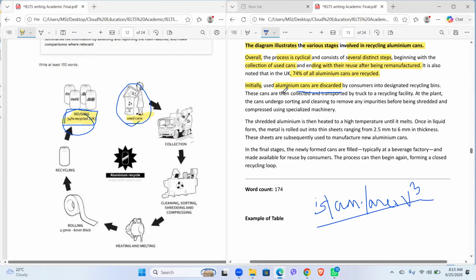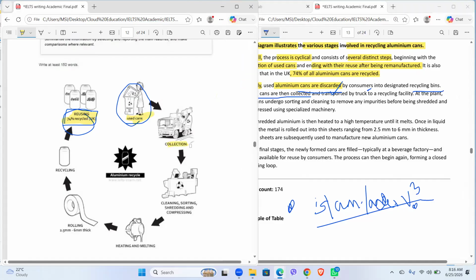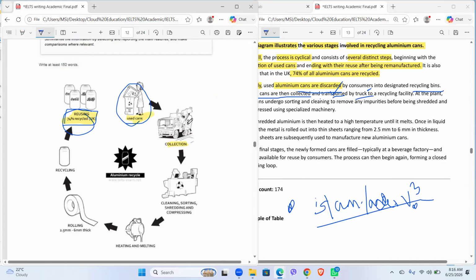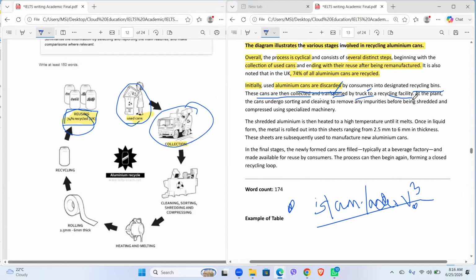Initially, used aluminum cans are discarded by consumers into designated recycle bins. These cans are then collected, simple present passive, and transported by truck to a recycling facility.